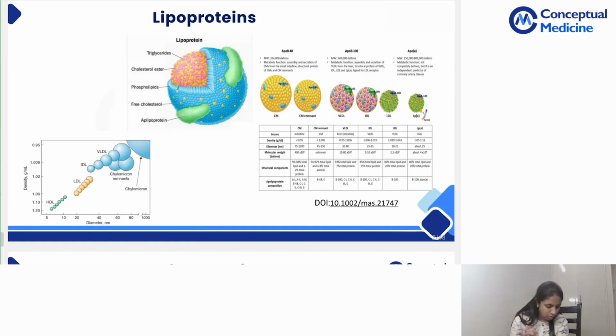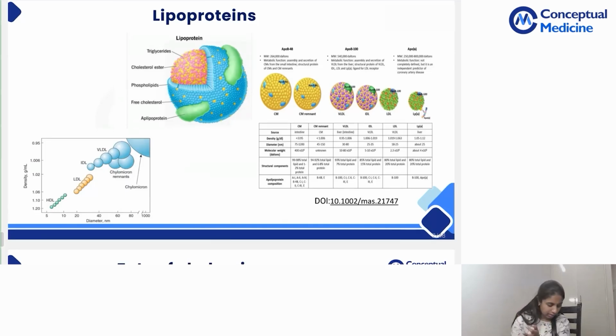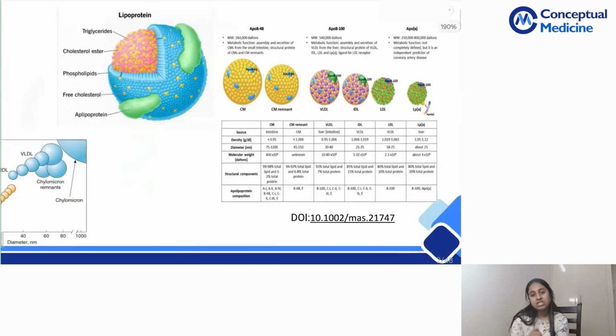Okay, so these apoproteins are usually produced by enterocytes. They are produced by your liver also, and each and every apoprotein will have a different function, and the presence of each apoprotein will tell us what sort of lipoprotein that actually is. So if you look into the lipoprotein core, you have triglycerides, cholesterol ester, and free cholesterol. But if you look at the exterior, it has a lot of phospholipids.